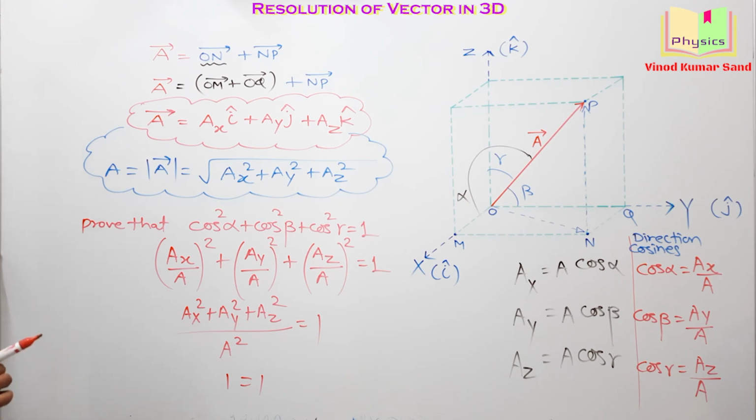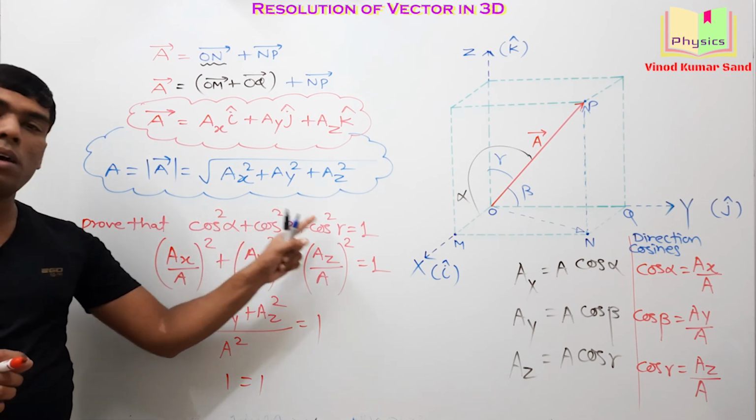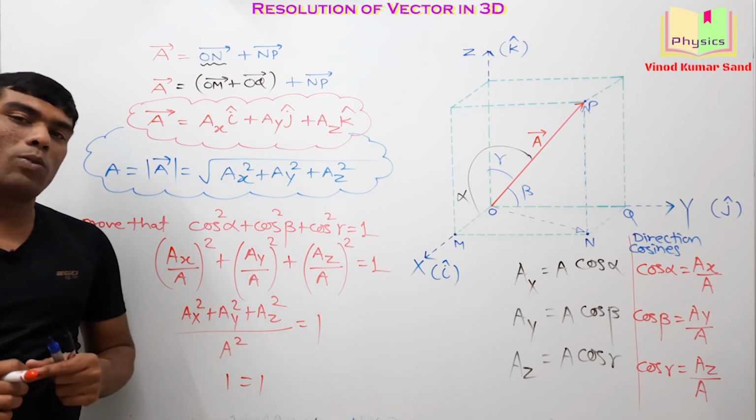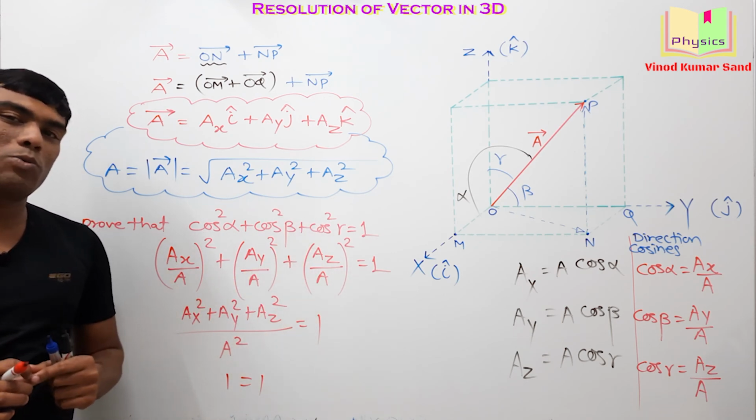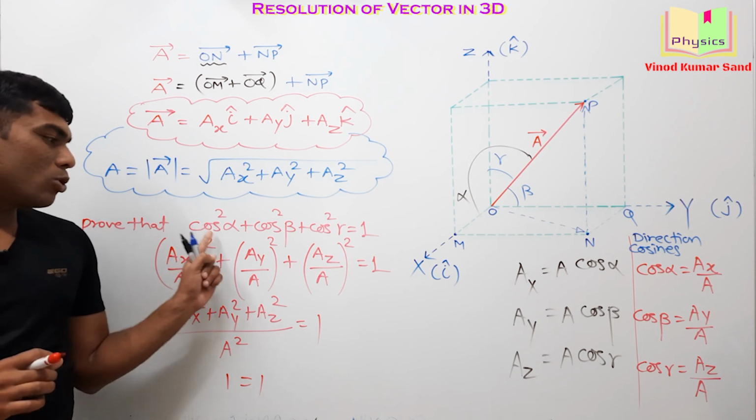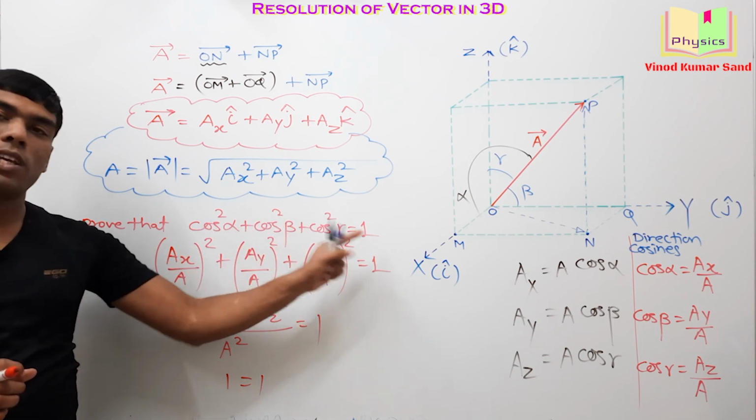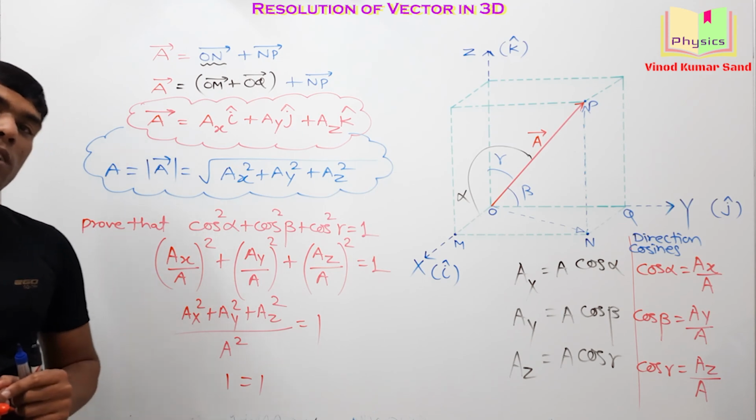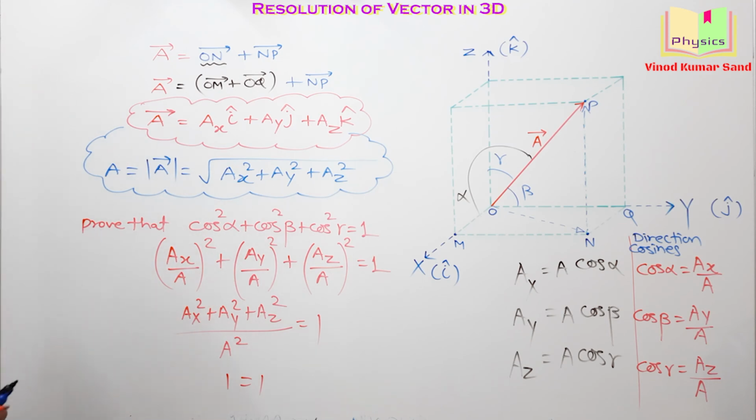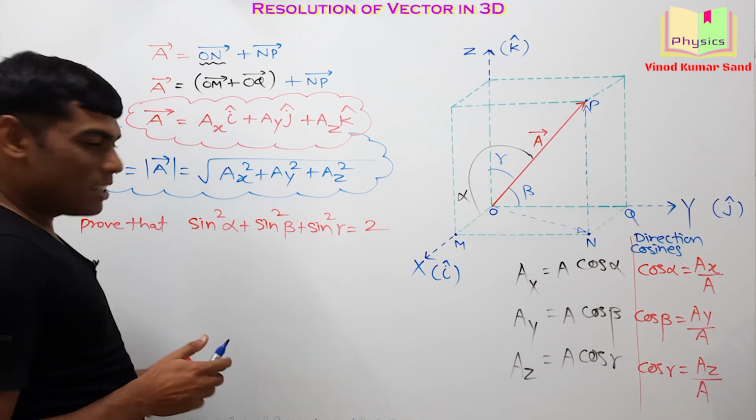Another thing can be proved here: that sine square alpha plus sine square beta plus sine square gamma will be equal to 2. Pause the video here and give it a try. Sine square alpha plus sine square beta plus sine square gamma is equal to 2. Try it yourself. This derivation is pretty simple.